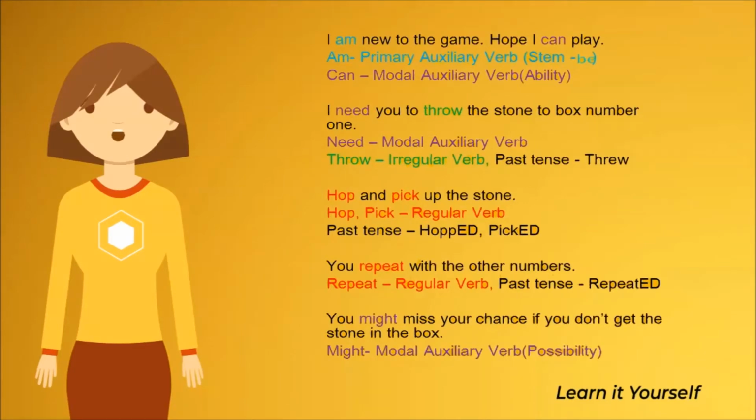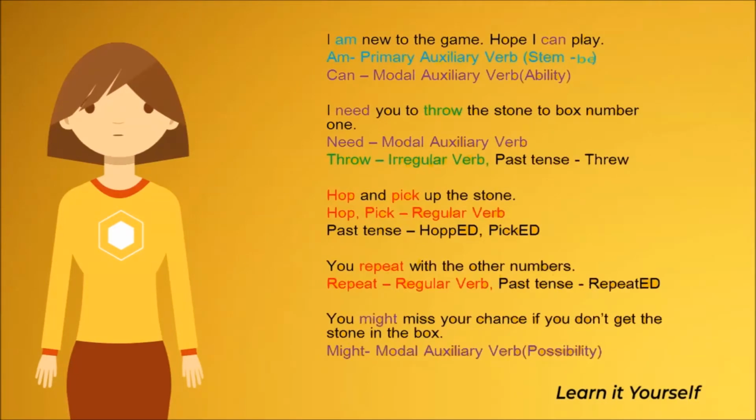You repeat with the other numbers. Repeat is a regular verb. The past tense is repeated. Again it ends in ed and hence a regular verb. You might miss your chance if you don't get the stone in the box. Might here is a modal auxiliary verb because it denotes possibility.